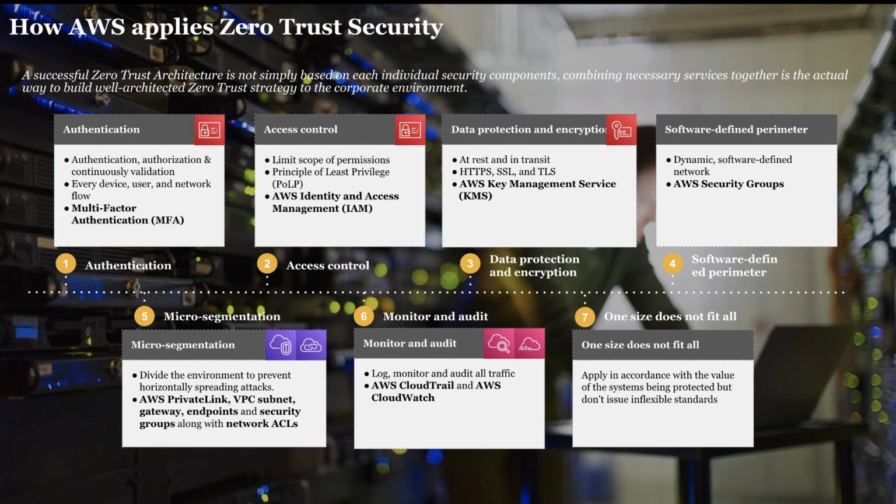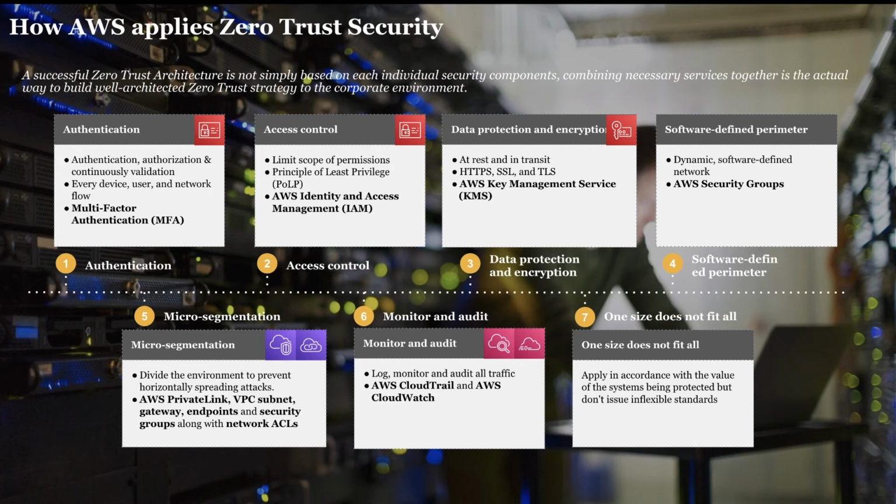To further protect the workloads, service, and the data, enterprises can use AWS PrivateLink, VPC subnet, gateway, endpoints, and the security groups along with network access control lists to divide the environment down to segments to prevent horizontally spreading attacks when they gain access to one segment. Enterprises can log, monitor, and audit all traffic with AWS CloudTrail and AWS CloudWatch, and set up metrics and alarms for the aspects of critical resources and systems.